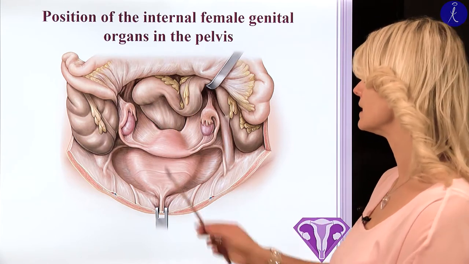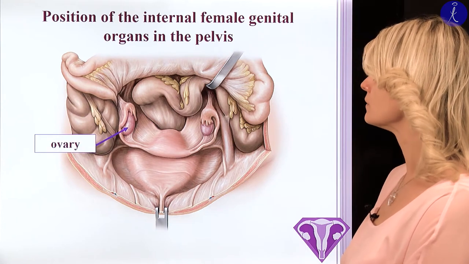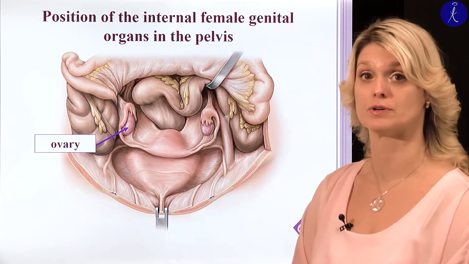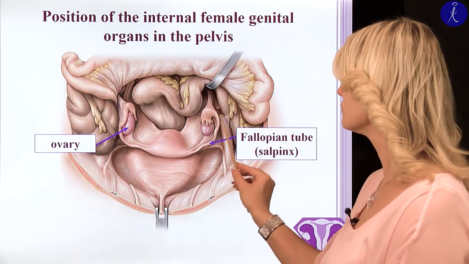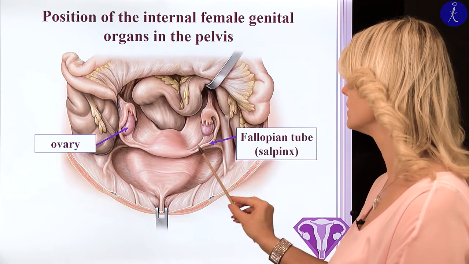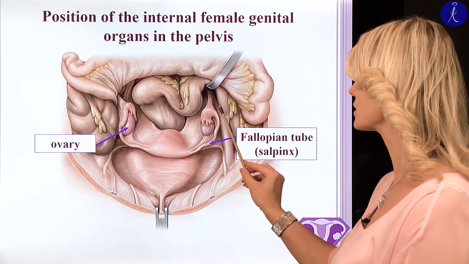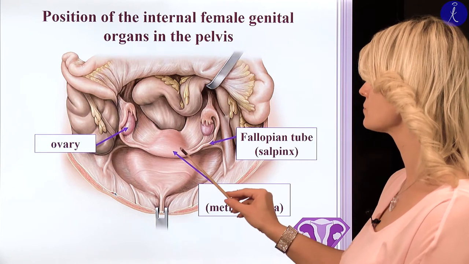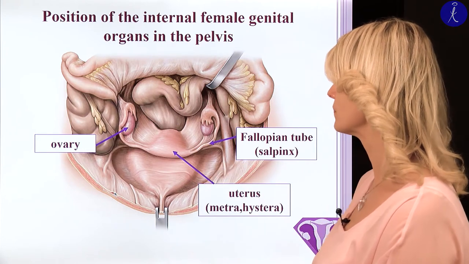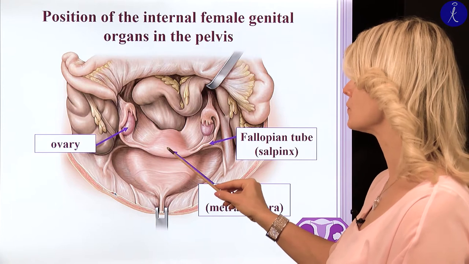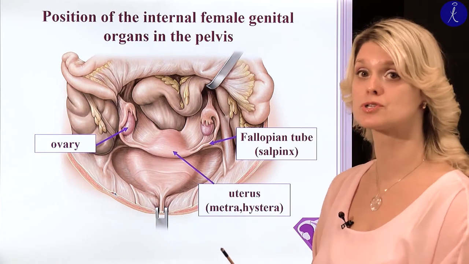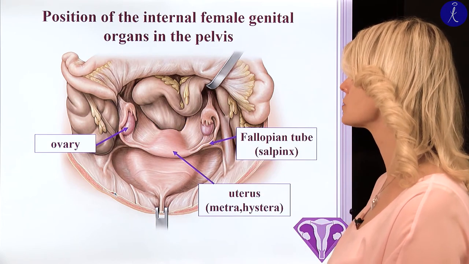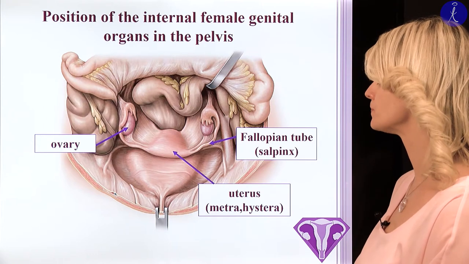Let's see what the main structures are that we have to describe. The first is the ovary. The ovary is located on the lateral wall of the pelvis. After, in front of it, we can find the fallopian tube, which forms a connection with the uterus. And in the middle, you can see the body of the uterus, which is covered by the peritoneum. In front of the uterus, we saw the vesico-uterine pouch, and behind the uterus, between it and the rectum, was the Douglas pouch, the recto-uterine pouch.